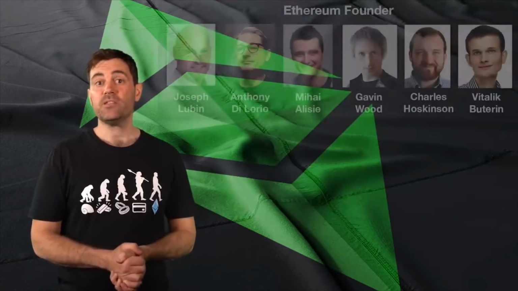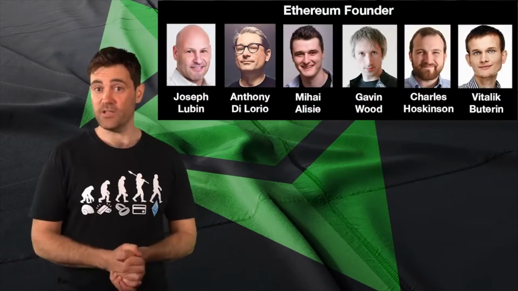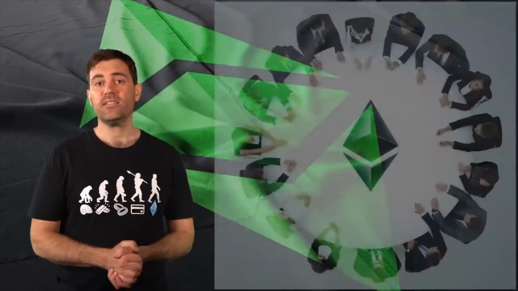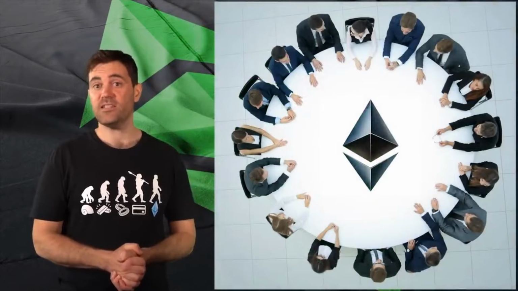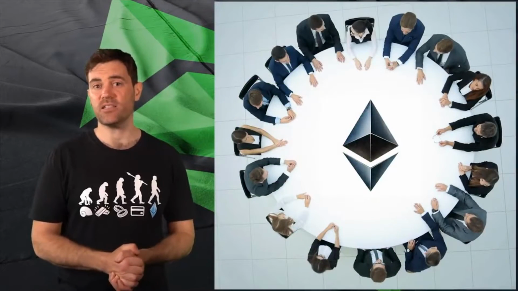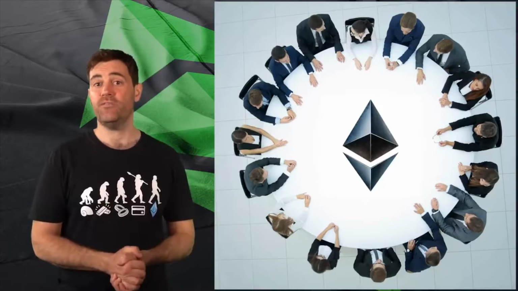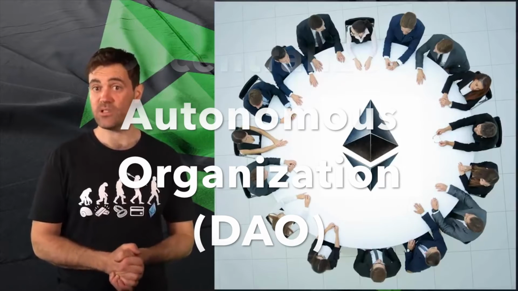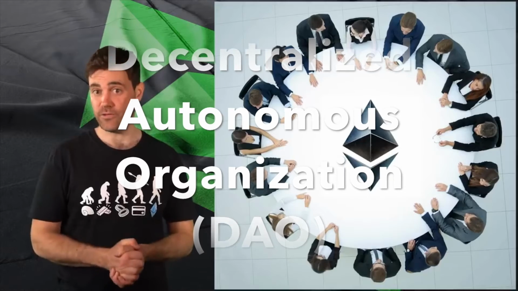Ethereum was technically founded by 8 people in December 2013. This group of 8 included Cardano founder Charles Hoskinson and Polkadot founder Gavin Wood. Less than a year after Ethereum launched, its developer community started discussing the possibility of creating the first ever decentralized autonomous organization, or DAO for short.